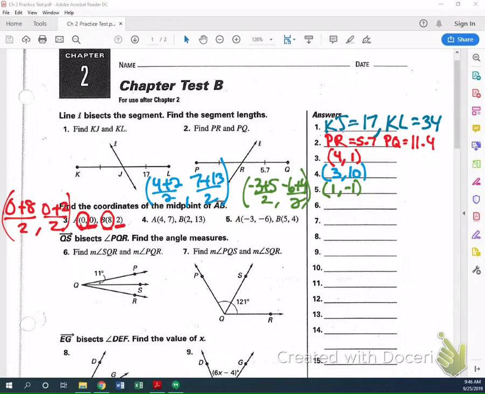All right, for number 6, it's very similar to 1 and 2, but only now we're talking about angles. So the angle is being bisected. I ask you for the other smaller angle, so they would be congruent. It would be 11 degrees. And then the whole thing, angle PQR, would be what? 22 degrees. Good. If you are missing these, like getting them wrong or didn't do that one, fill in the right answers.